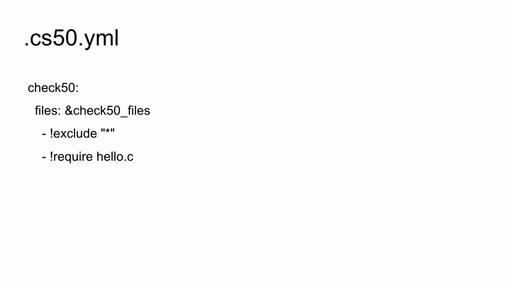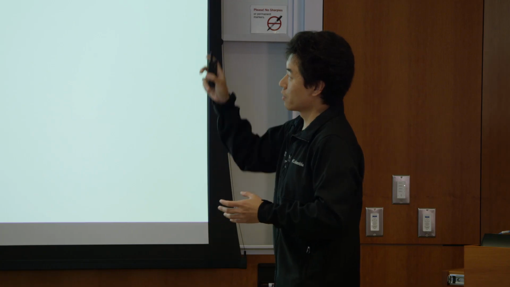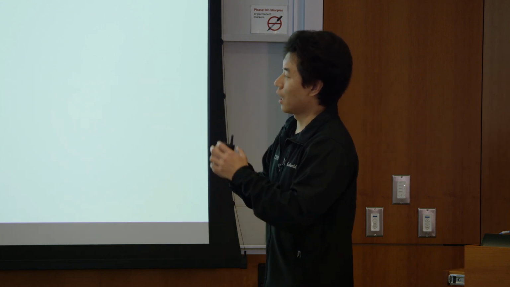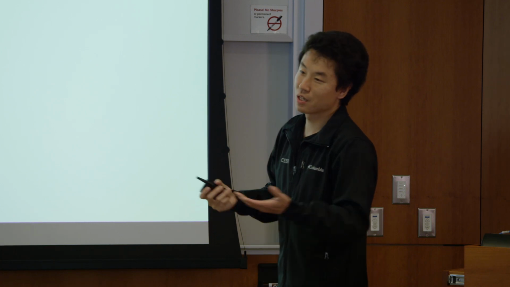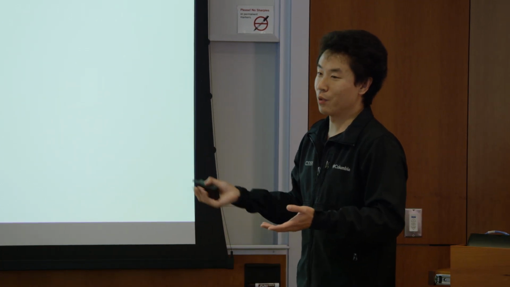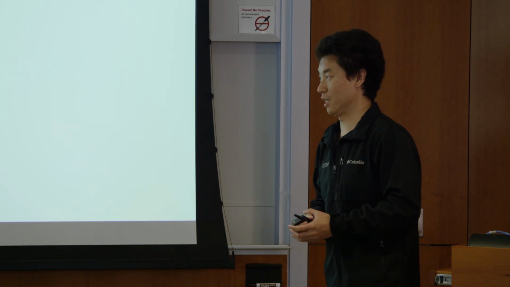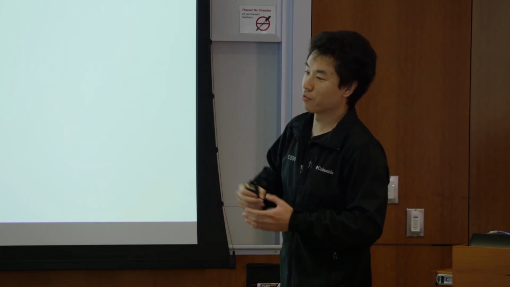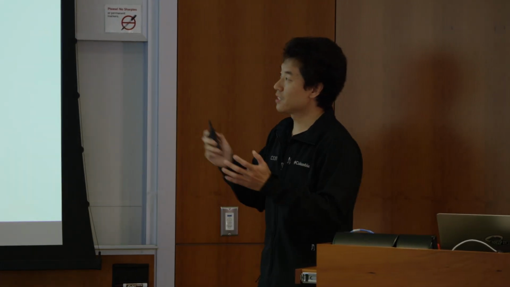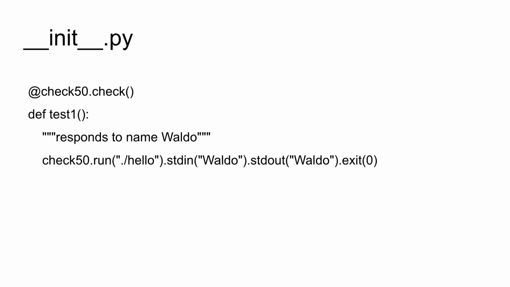The second line then says exclamation mark require hello.c. So this configuration file means I want to exclude all the files within the folder, but I only care about hello.c, because for the hello problem set, we only want to run check50 on hello.c. And that's what this configuration file means. And within the __init__.py file, this is where the actual logic of your check50 checks stays.